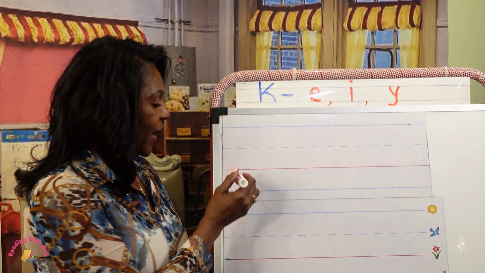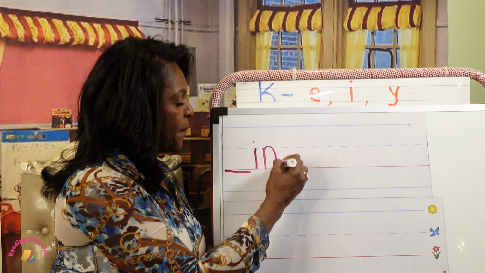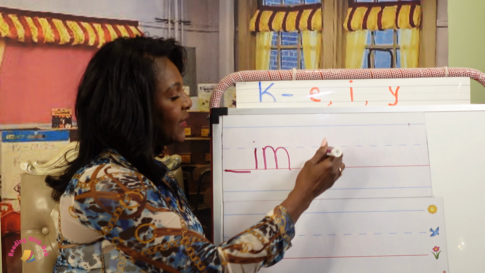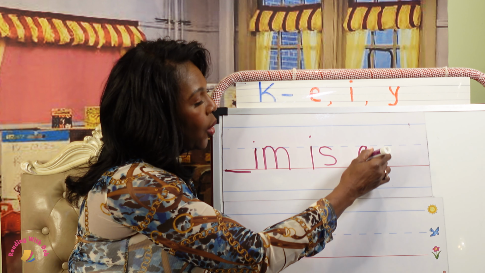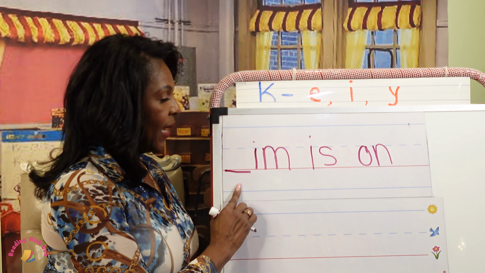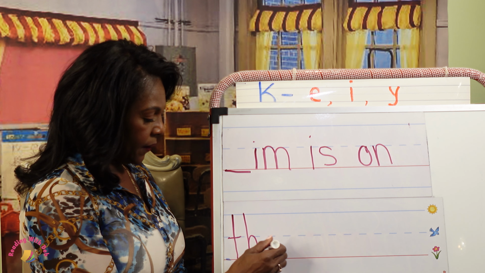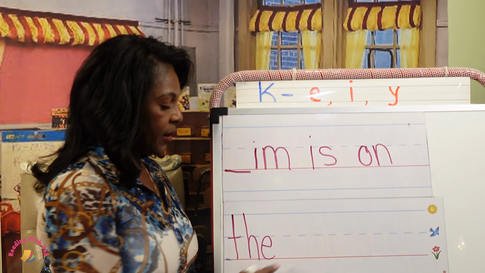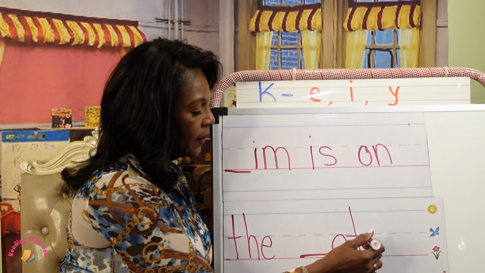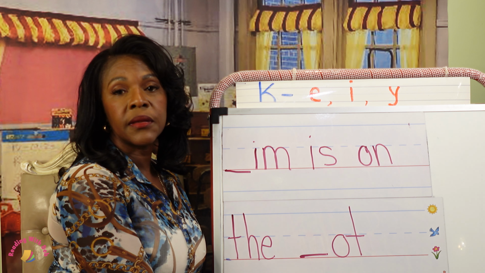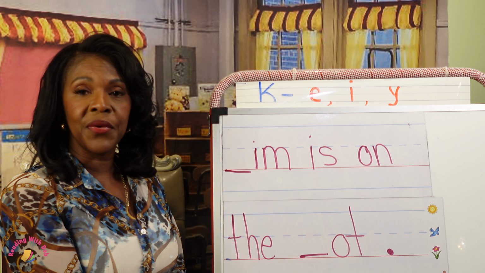The word is Kim. I have K. Kim. Kim is. That's a sight word. Is. Kim is on. O-N is on. Kim is on. The is a sight word. T-H-E. Kim is on the cot. I have cot. Kim is on the cot. This sentence is telling me something, so we need a period at the end.